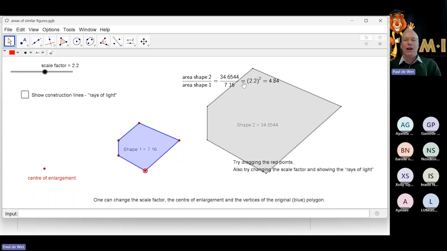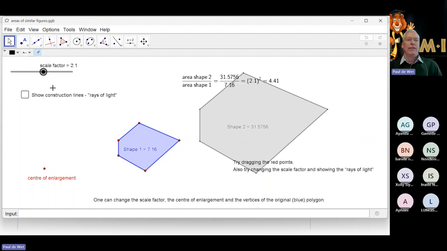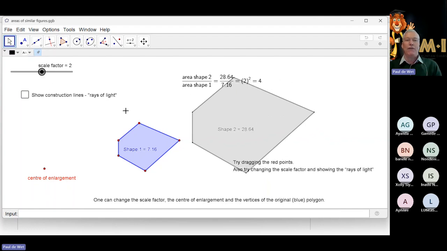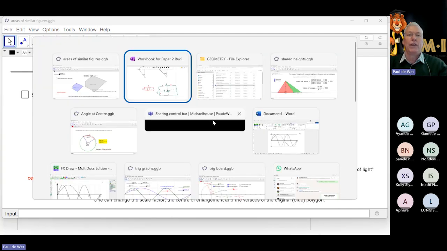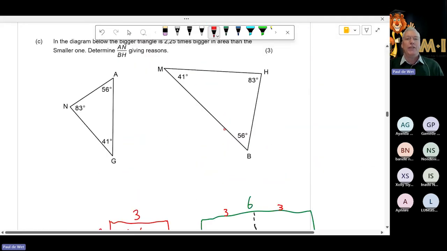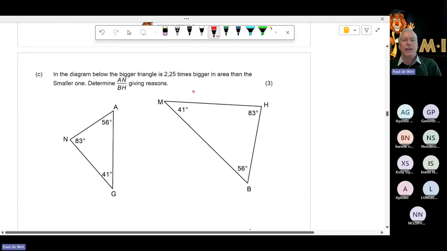The sides here are twice. Let me just make the scale factor 2 again. The sides here in the grey figure are twice as big as the sides in the blue figure. On the screen this one looks white, but on my screen it looks grey. So because of that, the areas will be 4 times as big. Now, let's see if we can answer this question. It says that this one is 2 1/4 times bigger.